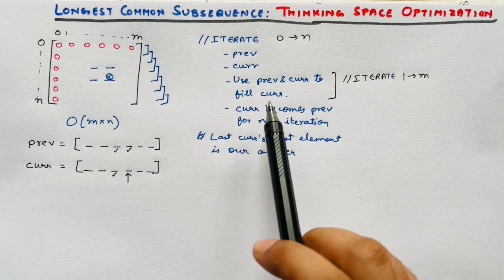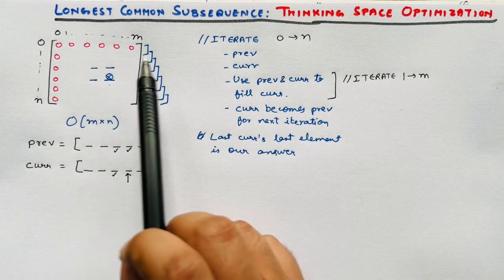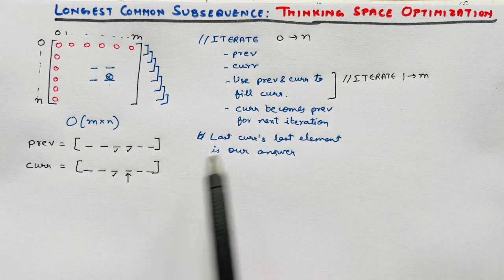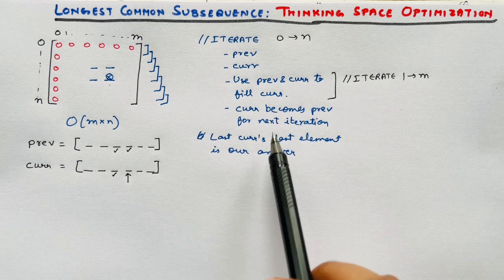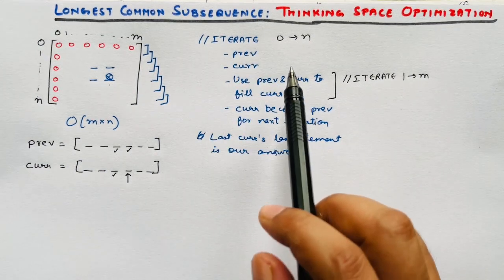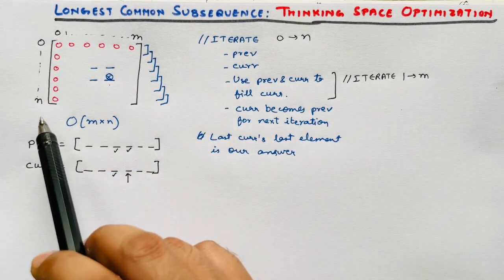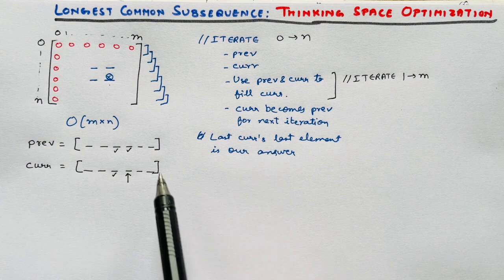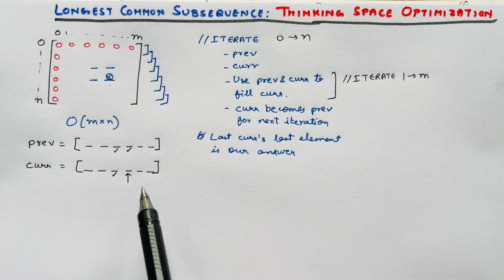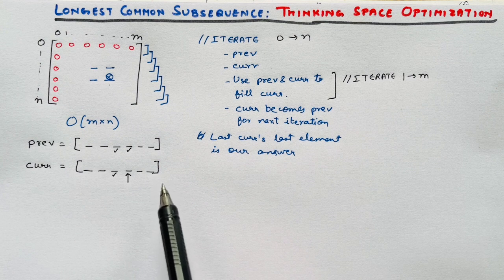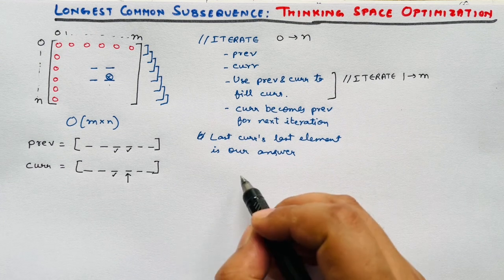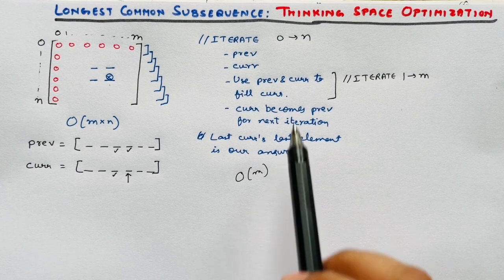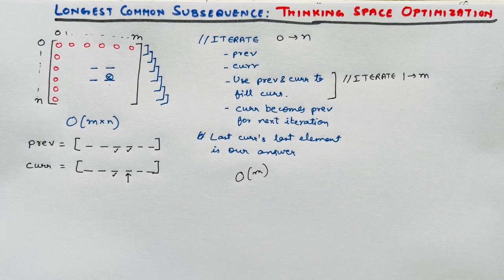To fill the current row, we will simply iterate from 1 to m and we will use the values of x, y and z to fill every current element. And this whole bigger loop will run from 0 to n. So what will be the space complexity here? Now the space complexity has reduced to linear, which is big O of m or big O of n, depending on whichever string we have chosen as S1 or S2. Time complexity though remains the same.